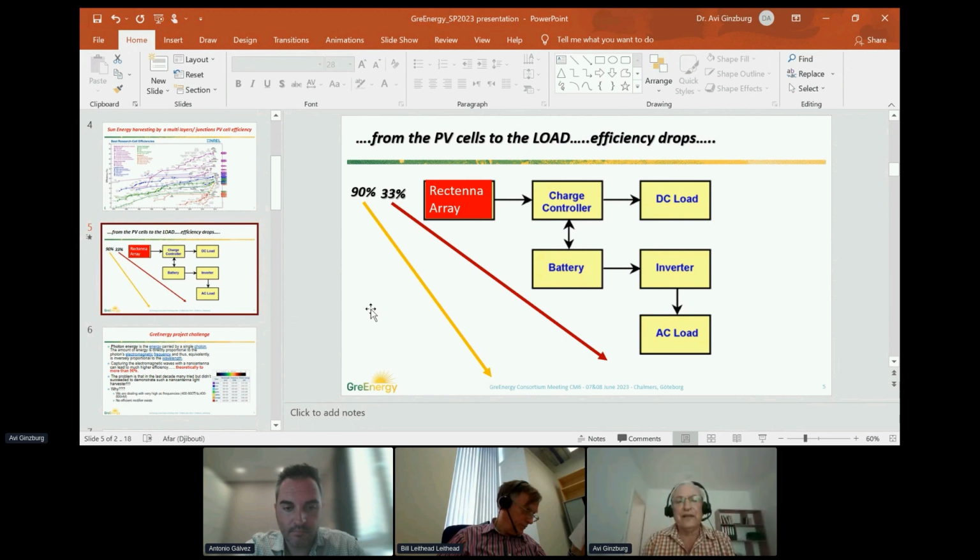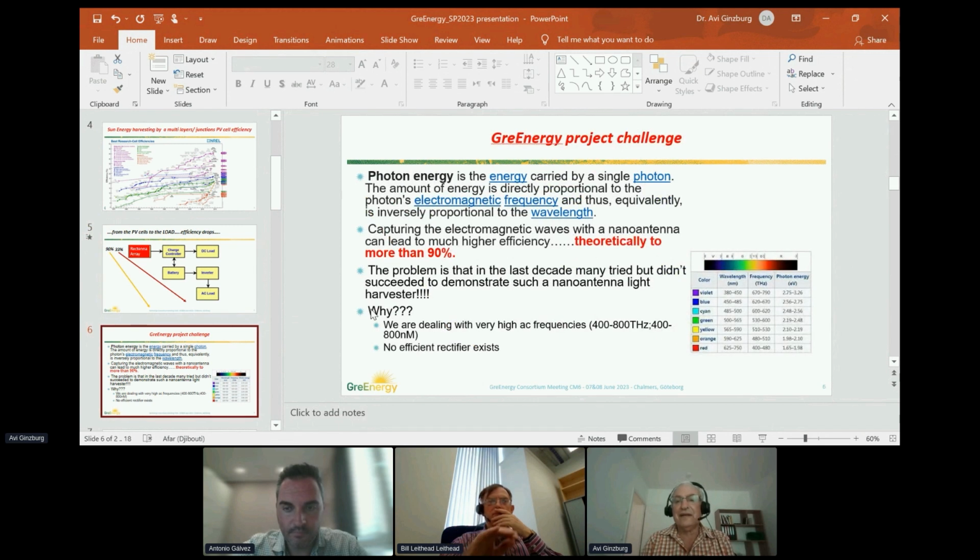As all of us know, light is two phenomena. One, it's quantum energy. On the other hand, like Einstein said, it's also electromagnetic energy. So if it's electromagnetic energy, you can capture it with an antenna and then convert it to electricity. However, we are talking about very high frequencies, and it is a problem. Many people in the last decade are trying to convert light energy via antennas, nano antennas.